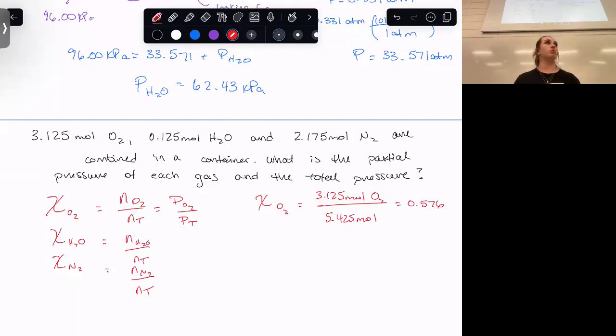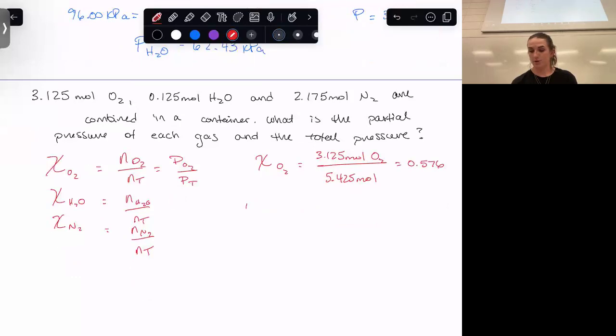How does that help us with total pressure or partial pressure? That's the percentage that oxygen makes up. But do we know what our total pressure is to find a percentage yet? How can we get that? So how can we get total pressure if we're just given the moles of something? Yeah, it can come from total moles, right?